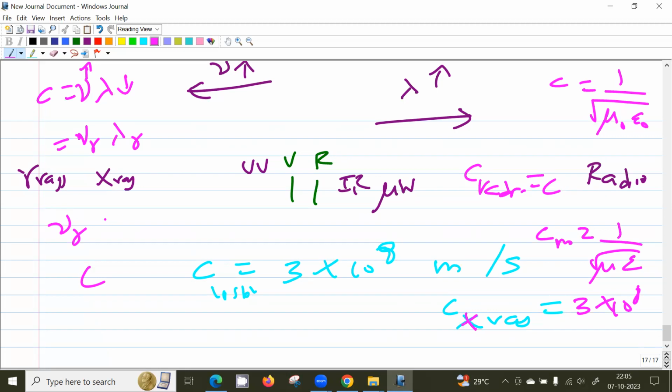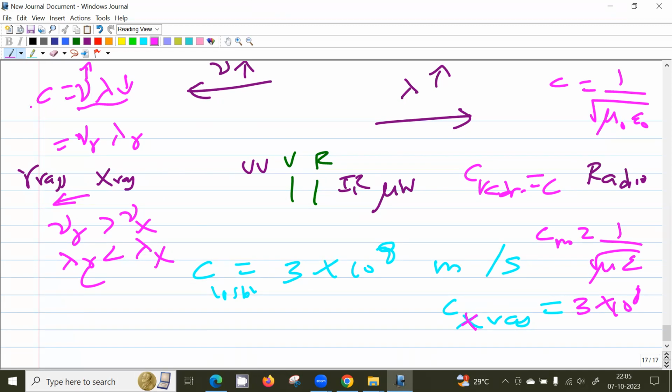Nu for gamma rays is greater than nu of X-rays because gamma rays are higher frequency. That means lambda for gamma rays should be less than lambda for X-rays, so that the product of nu into lambda is the same C. Is that clear? Yes, sir.